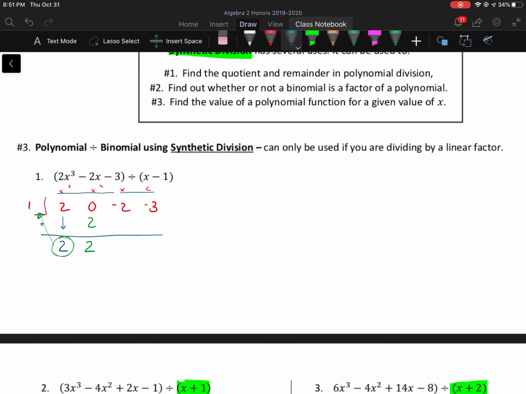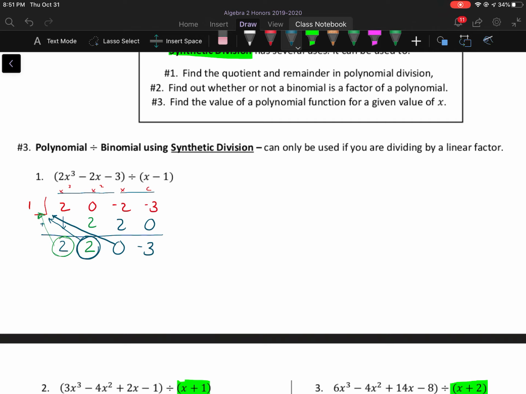And now I'm going to follow that same procedure again. 2 times my number to the side is a 2. And then negative 2 plus 2 gives me 0. And we'll go again. 0 times 1 gives me 0. Negative 3 plus 0 gives me negative 3. And now you're really done with your synthetic division.